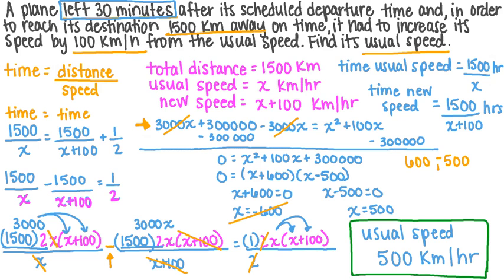So if that plane had left 30 minutes after its scheduled departure time, it must have increased its speed by 100, which would be 600 kilometers per hour. So once again, the usual speed would be 500 kilometers per hour.